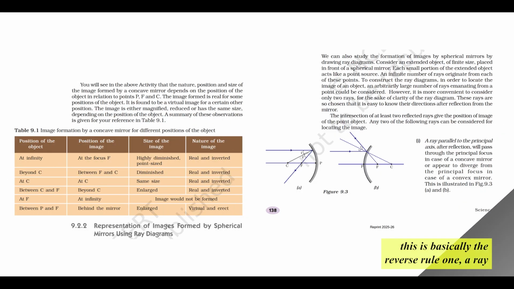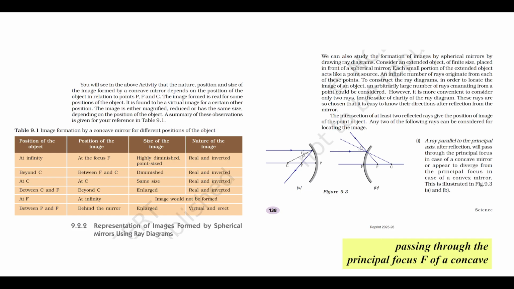Rule number 2. This is basically the reverse of Rule 1. A ray passing through the principal focus F of a concave mirror, or a ray directed towards the principal focus F of the convex mirror, after reflection, emerges parallel to the principal axis. So a ray through F becomes parallel. Makes sense, it's reversible.